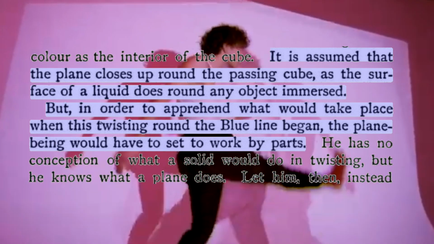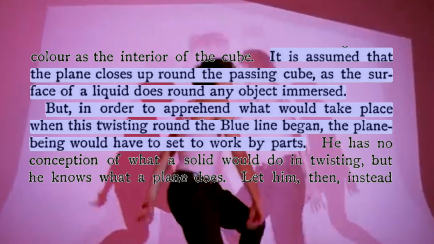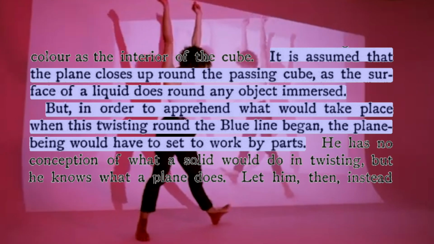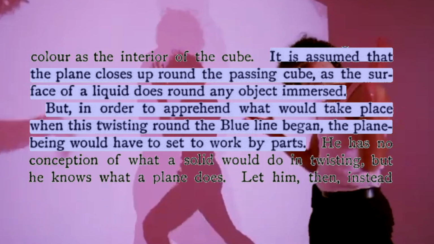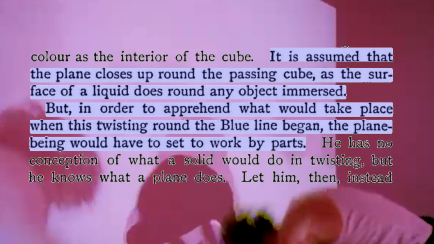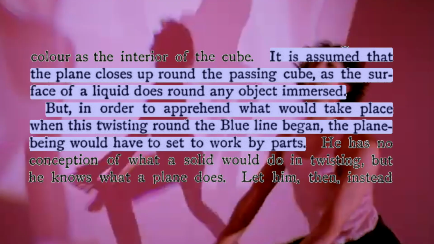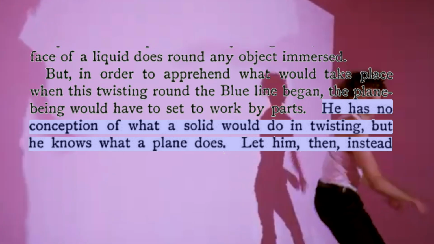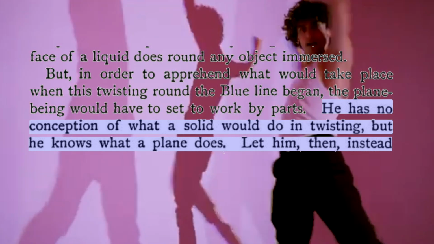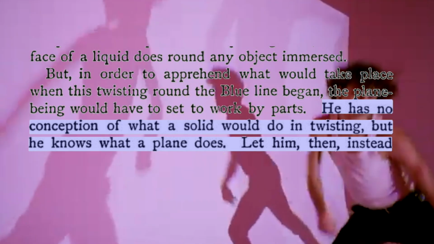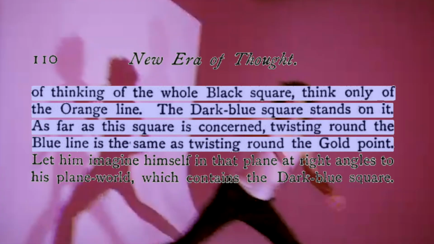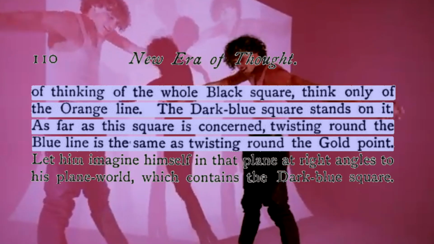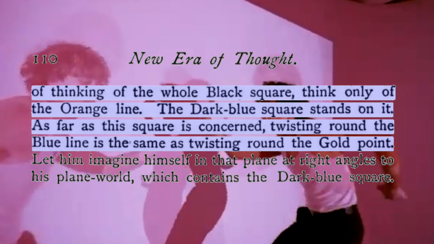It is assumed that the plane closes up round the passing cube, as the surface of a liquid does round any object immersed. But, in order to apprehend what would take place when this twisting round the blue line began, the plane being would have to set to work by parts. He has no conception of what a solid would do in twisting, but he knows what a plane does. Let him, then, instead of thinking of the whole black square, think only of the orange line.